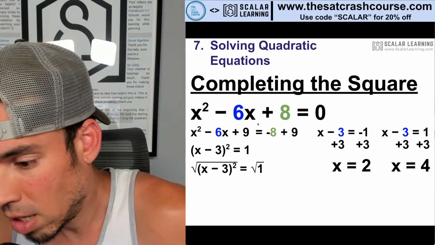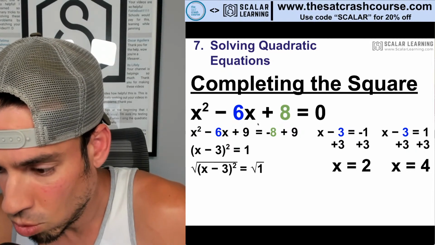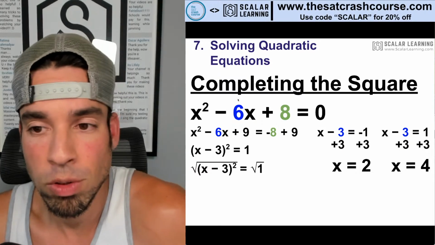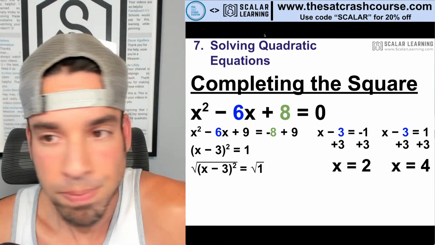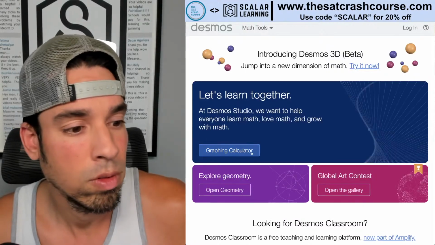Cole says, where you were saying you can type in a non-completed square equation for a circle into Desmos, and it will still graph it? Yeah, I will show you. Actually, I'll show you right now. Hold on one second. Let's go to Desmos.